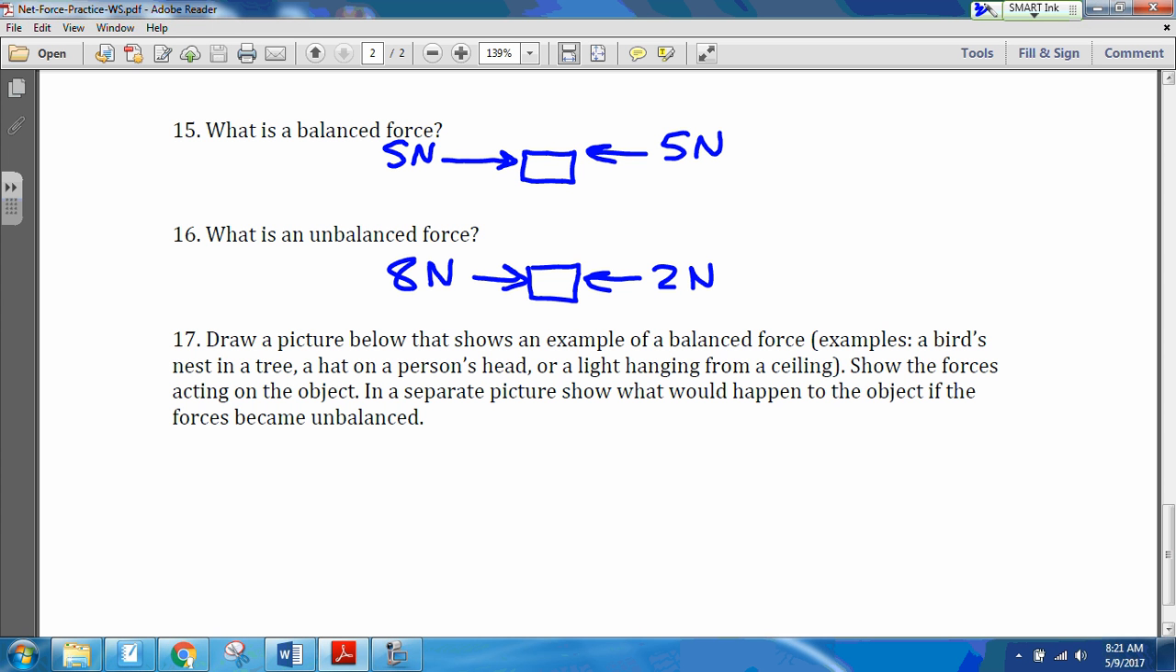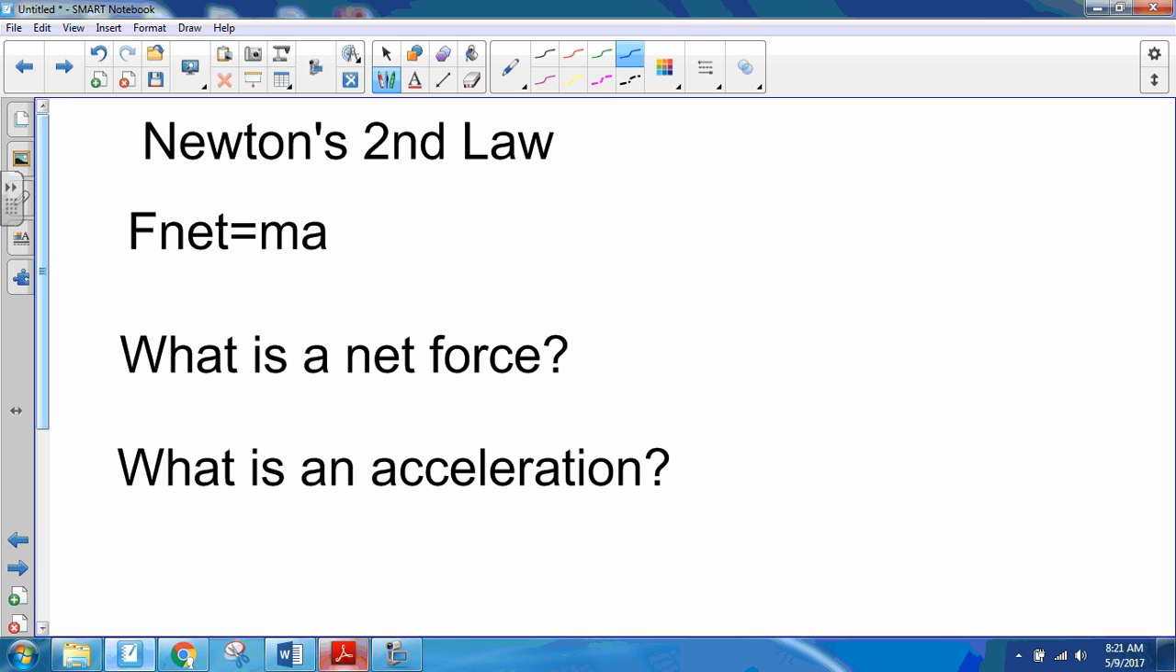Something is going to be moving. How is it going to be moving? This is the special part. So let's look back. We started over here: F net equals M times A. That's right. So if I have a net force, meaning it's unbalanced, I'm going to then have an acceleration. So net force is the sum of the forces. And we said if the sum of the forces is unbalanced, meaning not 0, then we're going to have an acceleration.